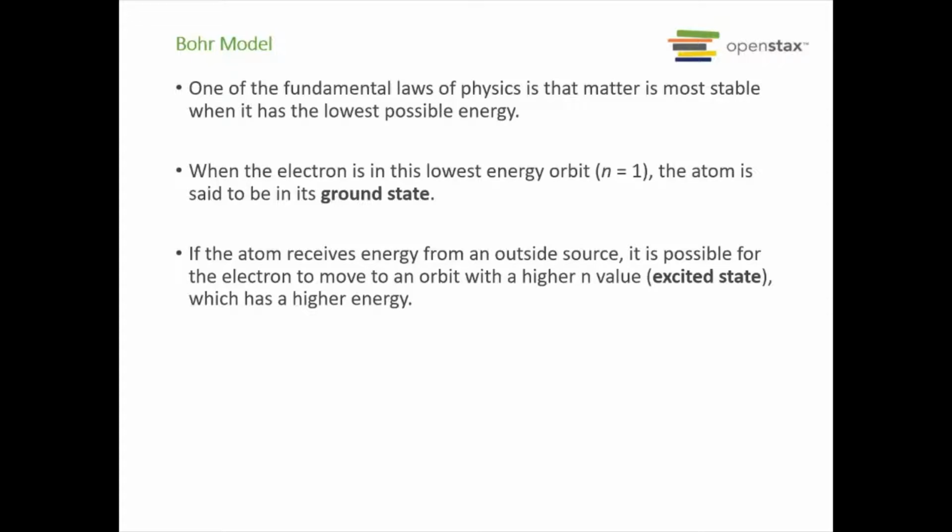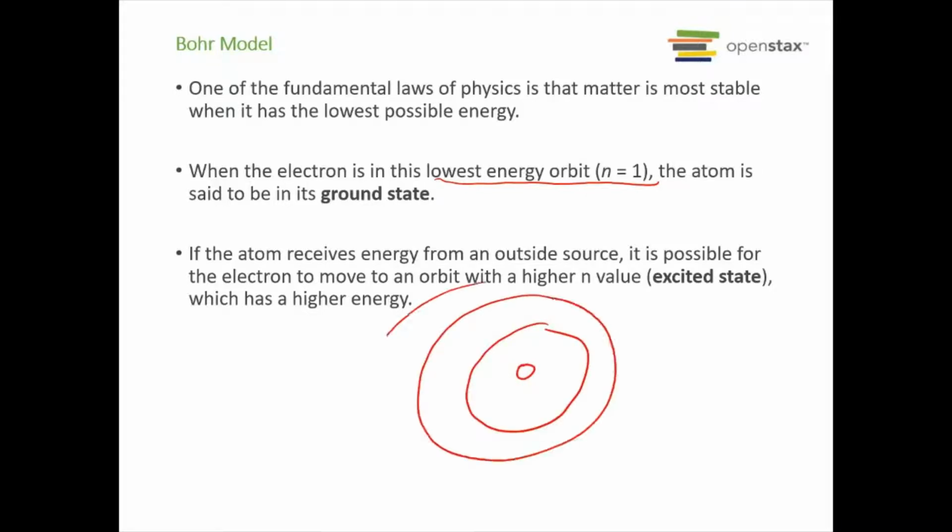So when an electron is in its lowest energy orbit, that means n equals 1. And when we're talking about an orbit, what we're saying is we have our nucleus, and then these are our orbits, specific energy levels around the nucleus. So that first orbit is our n equals 1. And this is called the ground state.